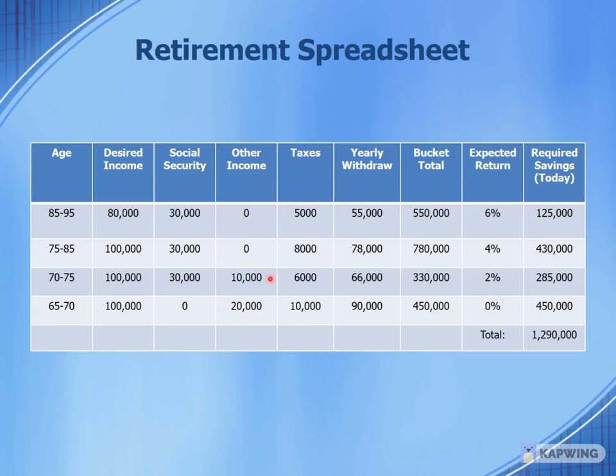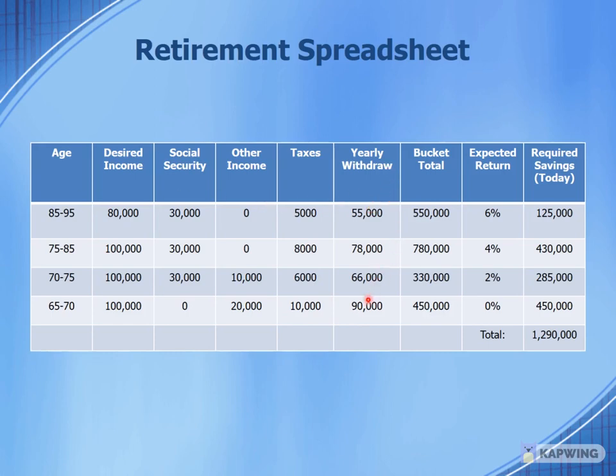The next column is other income. Let's say you take in a little part-time income earlier in your retirement. You would also subtract that off of your desired income. The next column is taxes. You have to add this in, and from that you come up with a yearly withdrawal.